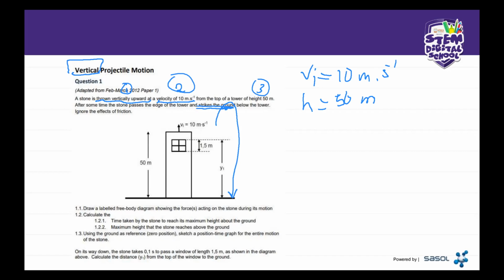So this is a sketch. Luckily for us, it's already given, and we have a window somewhere in that building. But for now, let's just get out of the way what we need to know. So the acceleration here is going to be minus 9.8 meters per second squared, and we can always say we take upwards as positive.